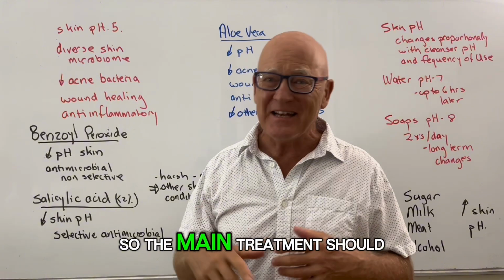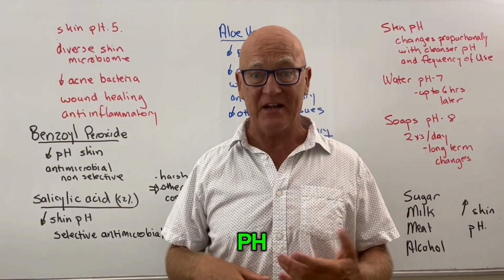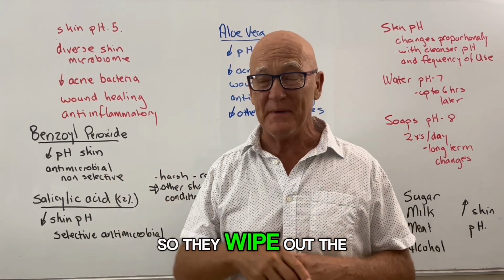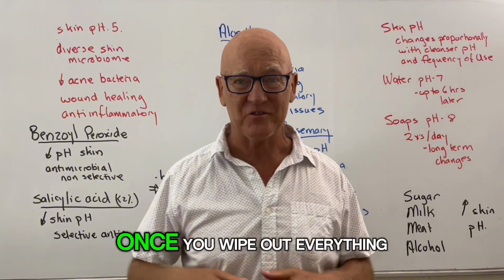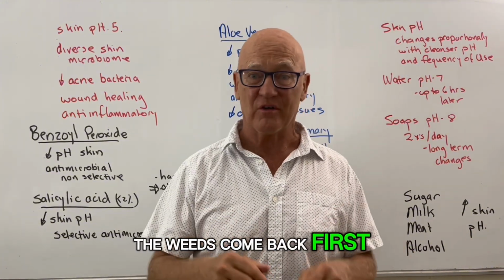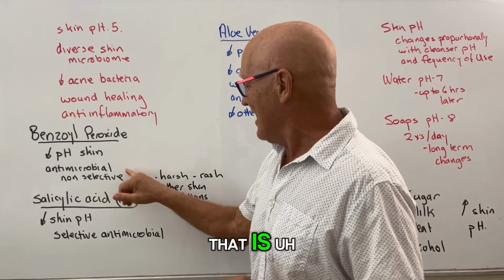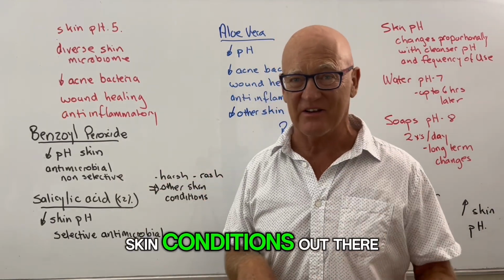So the main treatments you tend to have are things like benzoyl peroxide, and they decrease the skin pH, which is great. They're antimicrobial, but they're not very selective. So they wipe out the good ones and the bad ones. And as you will know, if you've ever been a gardener, once you wipe out everything, the weeds come back first. So probably not good. Bit of spot checking on the garden, that is. And also they're harsh, cause rashes, and can lead to other skin conditions out there.